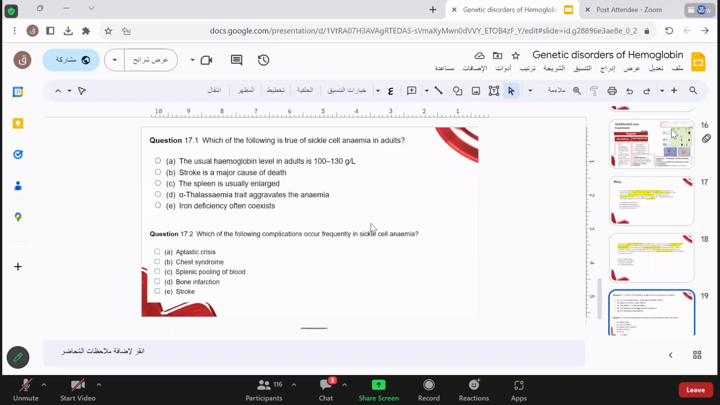Okay, for the next and last question: which of the following complications occurs frequently in sickle cell anemia? Aplastic crisis, chest syndrome, splenic pooling of blood, bone infarction, and stroke. You can't choose more than one. It's all of them. Yes.